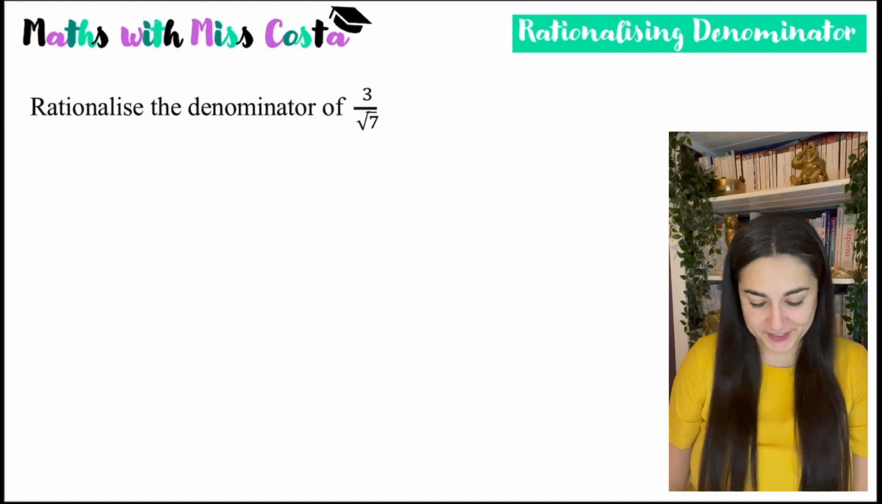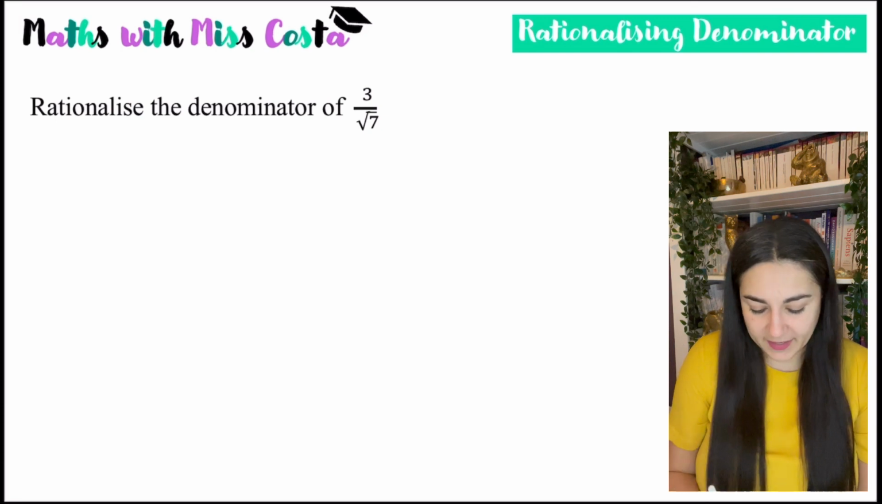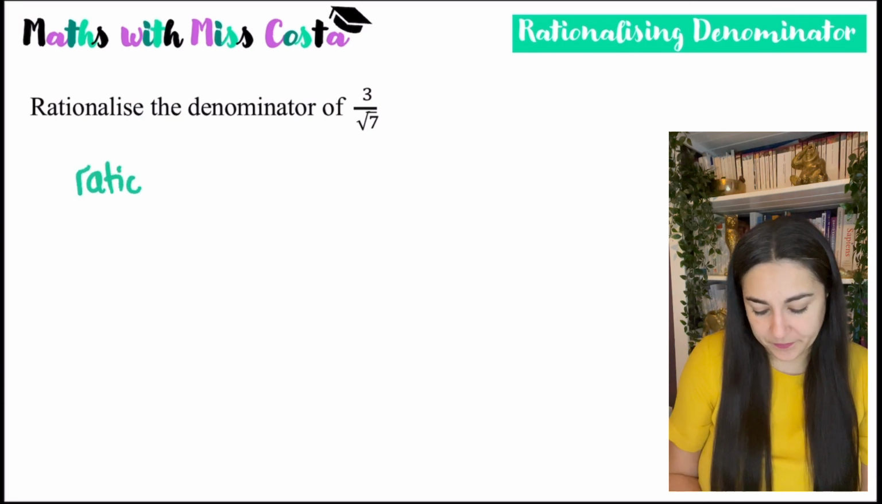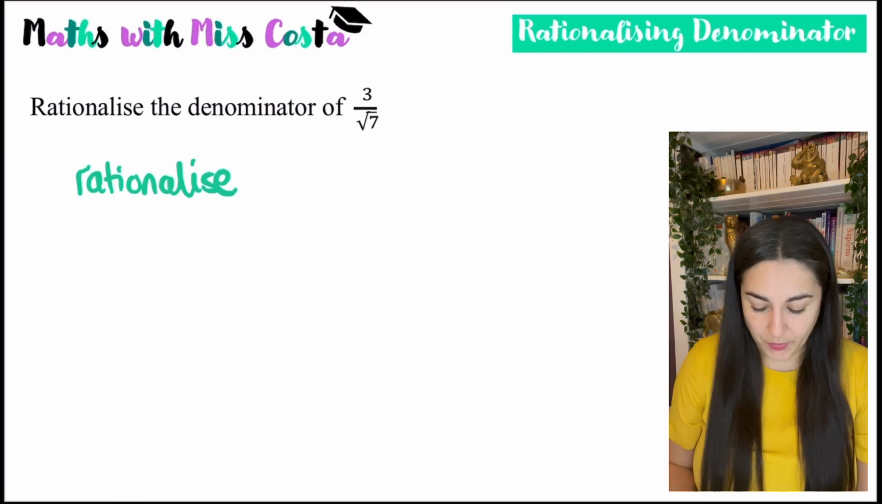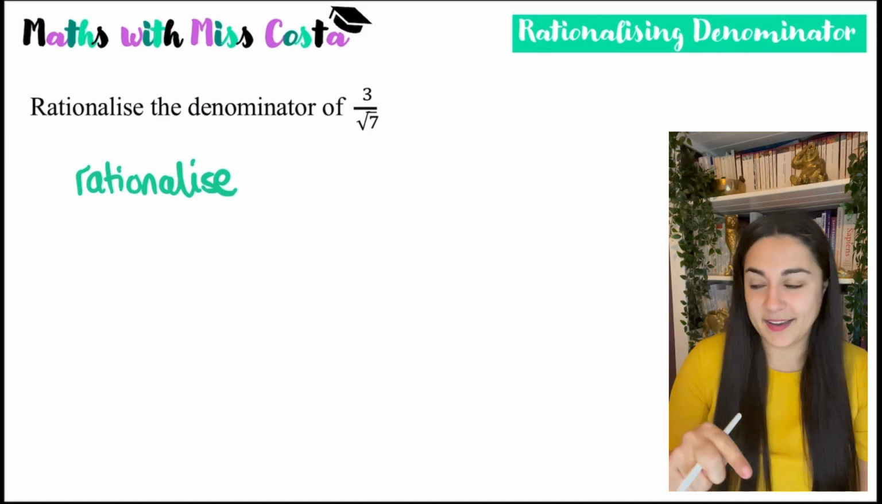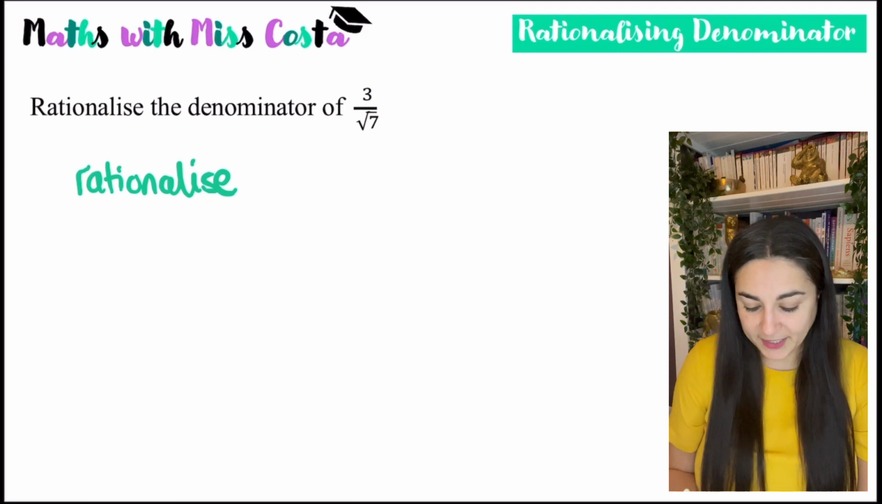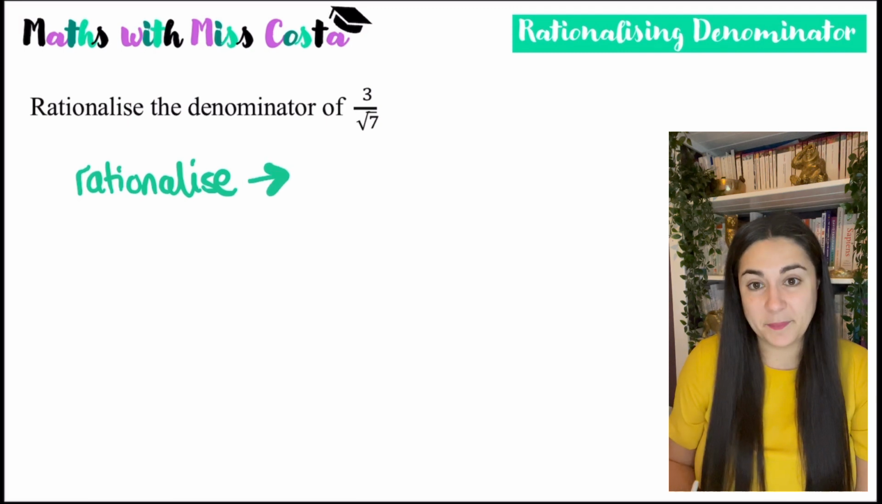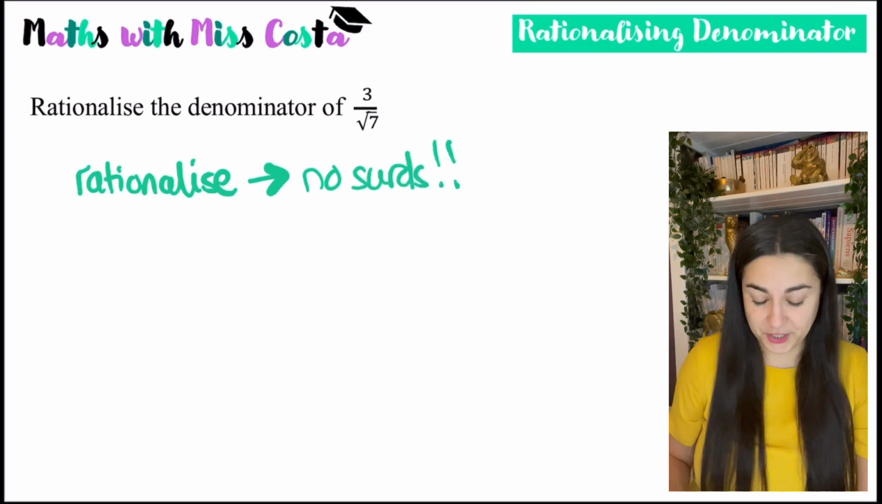Okay, so here I've got a question that is asking me to rationalise the denominator of 3 over root 7. Now all rationalise means is write it as a rational number. Rational numbers are things that are not recurring decimals. So square root of 7, if you type that into your calculator, you'd get a really long decimal number. So rationalise the denominator basically means no surds on the denominator. Okay, so that's what we're trying to do.